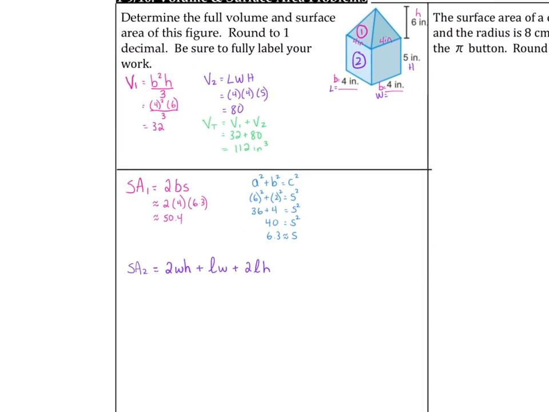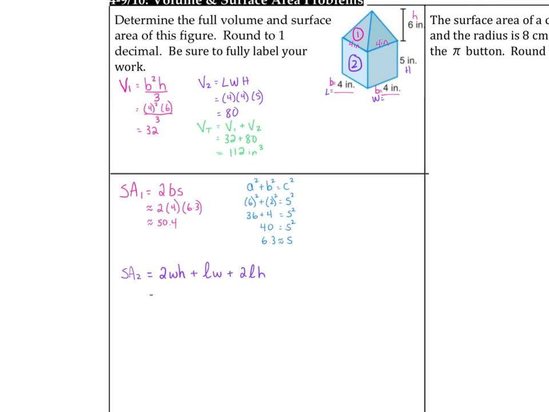And looking at the diagram, that's 2 times, make sure you use brackets when you substitute. The width is 4 and the height is 5, plus just 1 times the length, which is 4, times the width, which is 4, plus 2 times the length, which is 4, times the height, which is 5. And in your calculator, that will equal 96.